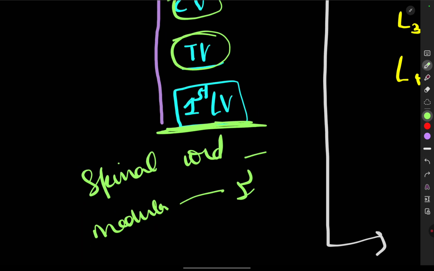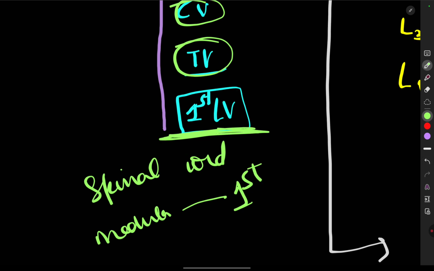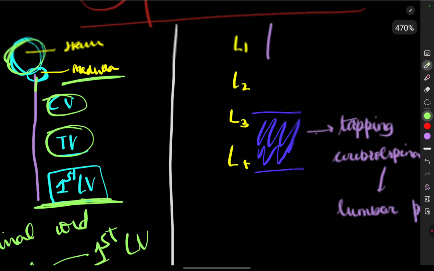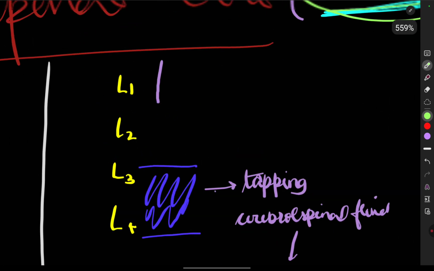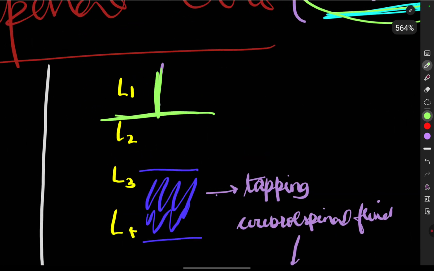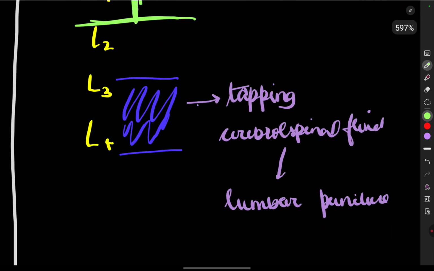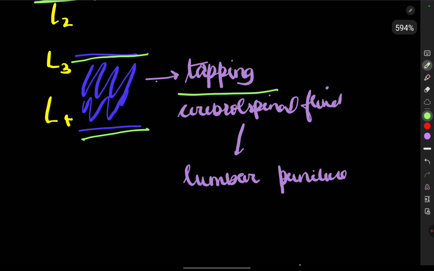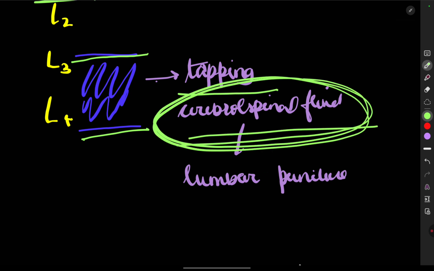What happened to my pen, it's not working properly today. Okay, so it's the first lumbar vertebrae. See, this is the first lumbar vertebrae, till here it is the spinal cord, and between the L3 and L4 we have the tapping of cerebrospinal fluid.